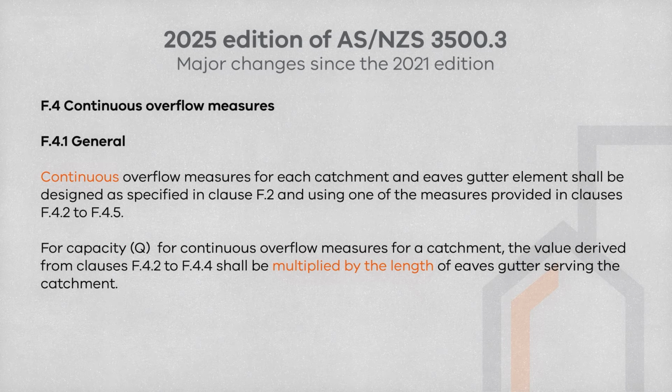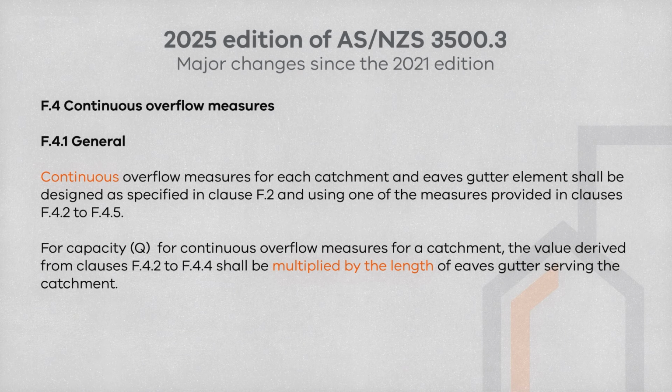Now let's move into clause F.4.1, continuous overflow measure, and look at the general requirement for designing any overflow system. First, the overflow measure must be continuous. This means the overflow runs along the length of the gutter rather than being located at a single point. The key advantage of continuous overflow is that if one section of the gutter gets blocked, the remaining length can still provide overflow capacity, so it gives you a level of built-in redundancy.